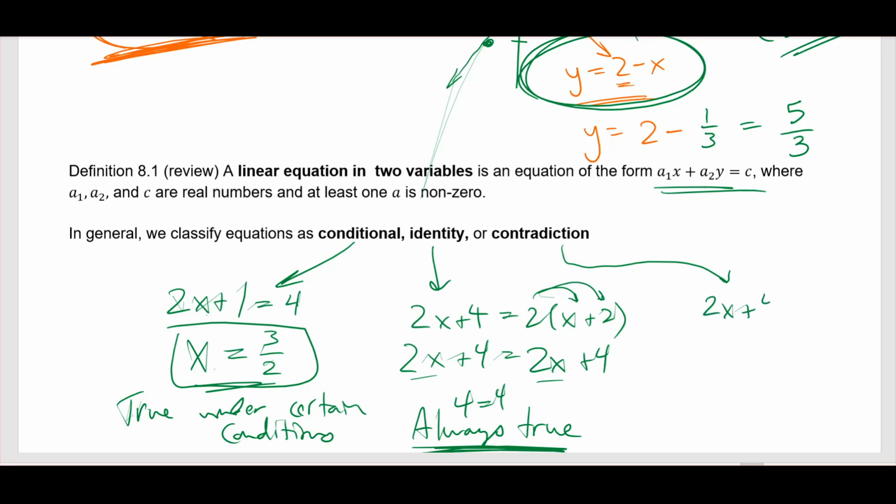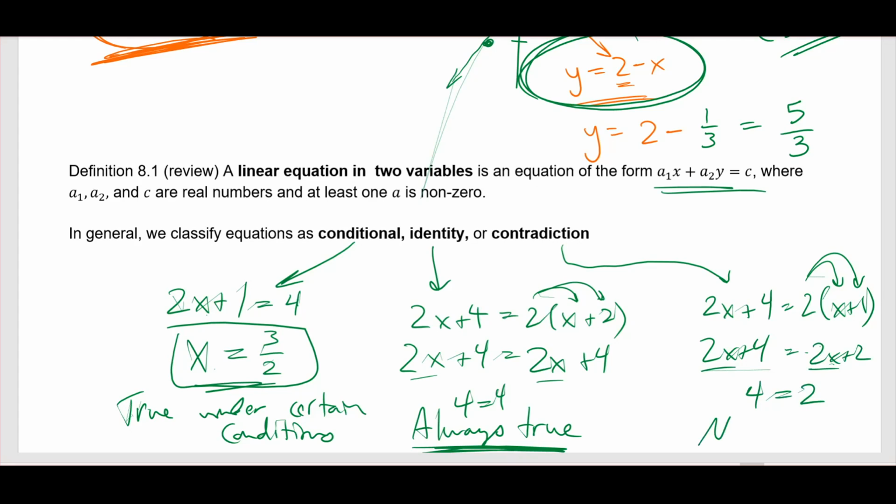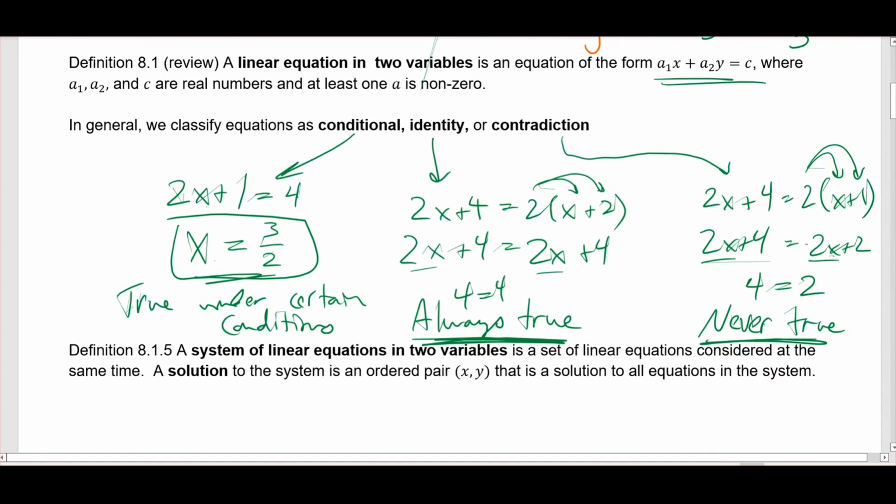If I had 2x plus 4 equals 2 times x plus 1. So if we do the same thing to solve this, we would multiply through. We got 2x plus 4 on the left, and on the right-hand side, we got 2x plus 2. We would subtract 2x from both sides and end up saying 4 is equal to 2. That's clearly not true, so, never true. So more or less, when the variables drop out, we're either going to be left with a true statement or a false statement, and we call them identities and contradictions accordingly. Okay, we're going to have something similar with systems of equations, but we'll get there in a minute.